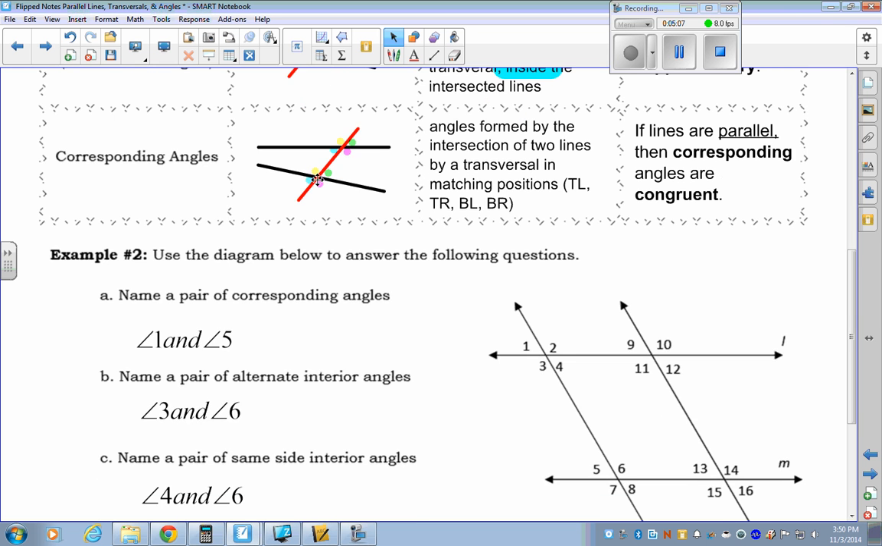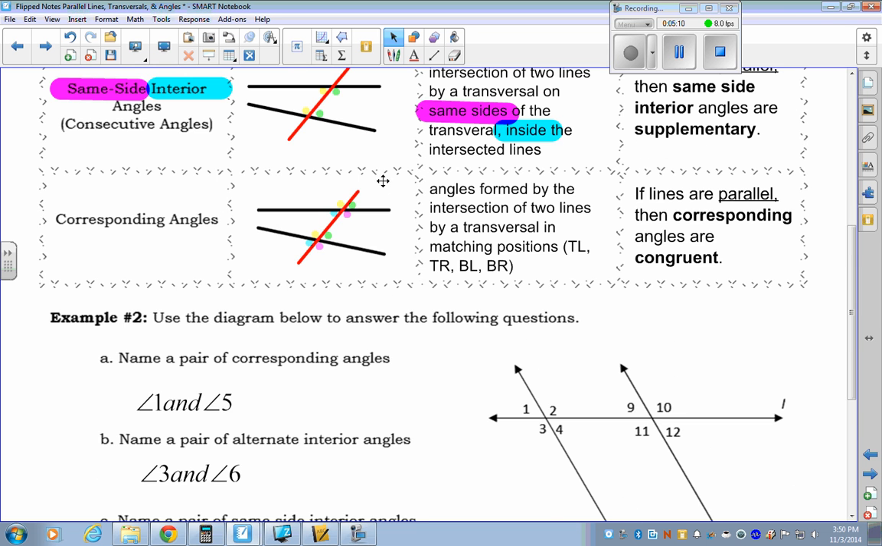And we have corresponding angles, which are sometimes confused with same side interior angles, but these are angles formed by the intersection of the two lines and the transversal, and they're in matching positions. And by that, I kind of mean like top left, top right, bottom left, or bottom right. So this angle up here is in the top left of these four angles. So the corresponding angle to it down here would also be in the top left position, and so on and so forth. If the lines are parallel, then the corresponding angles are also congruent.